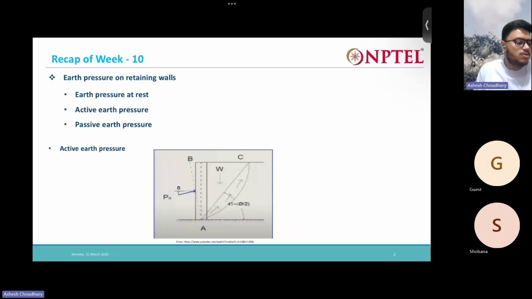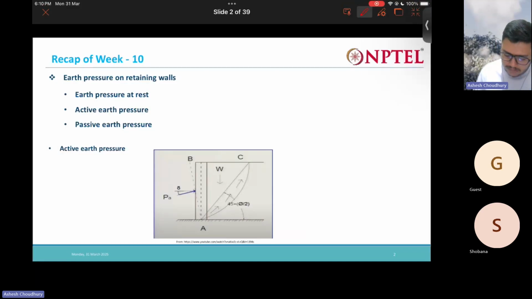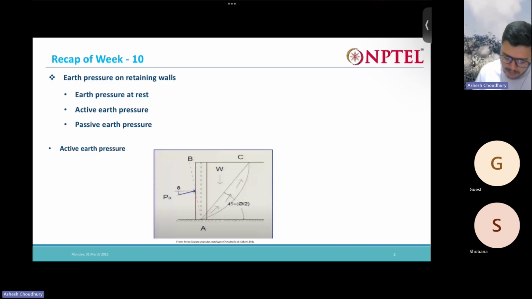Hence we have three types of earth pressures: earth pressure at rest, active earth pressure, and passive earth pressure. All right, now let us see active earth pressure. As I said, active earth pressure is when the wall moves away from the backfill. This is the backfill, and the wall is moving away from it. That is the case of active earth pressure.